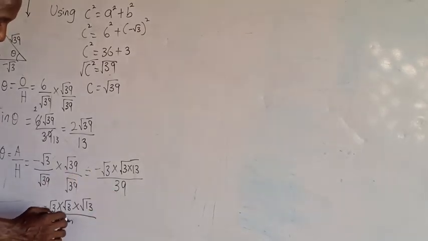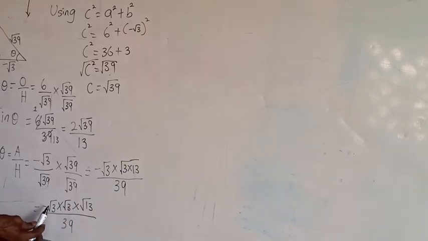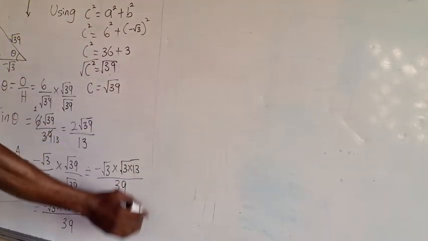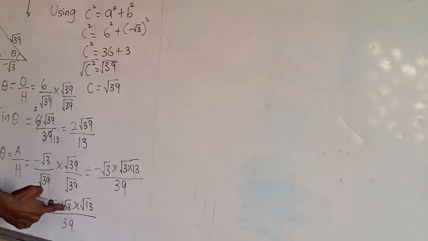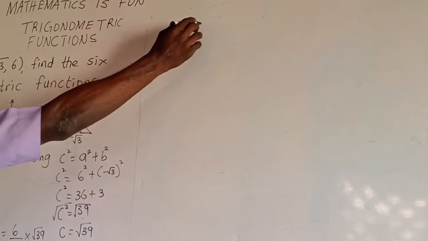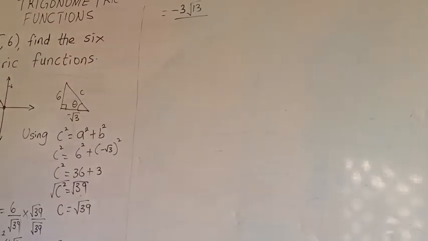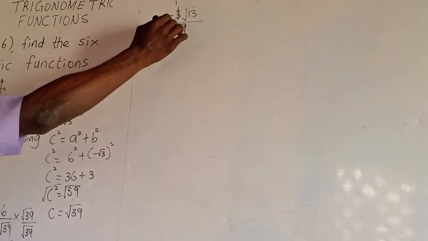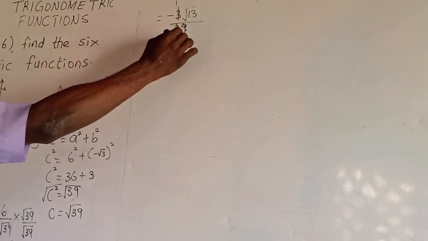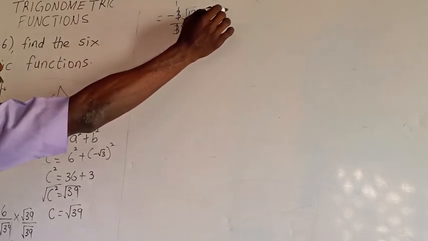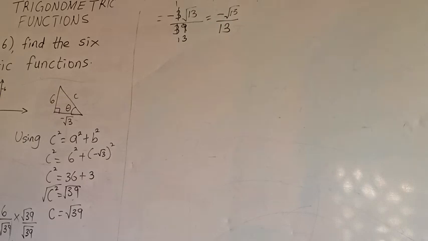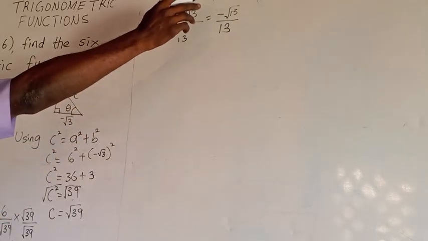Everything over 39. I hope you have not forgotten that root 3 times root 3 is going to give us 3. So this will actually give us negative root 3 times root 3, that is negative 3. Then root 13, everything over 39. And 3 can actually go in 39. So 3 in 3, 1, no remainder. 3 in 9, 3. So finally, our answer is going to be negative root 13 divided by 13. So that gives us our cos theta. Our cos theta is negative root 13 over 13.